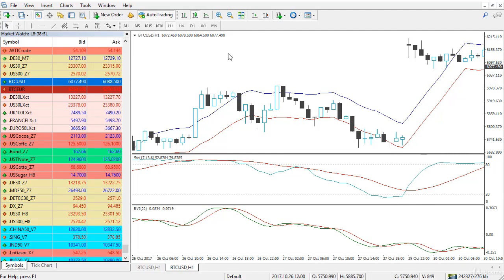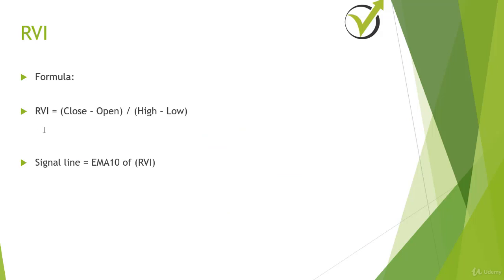If I place the mouse on the close of every bar, you will see the information for the open, the high, the low, and the close. And this is how the RVI is calculated, guys: close minus the open divided by high minus the low. This is the formula for the RVI. After that, it's smoothed with an EMA. So if I'm using 10 as a period, that will be EMA 10 of the RVI. So it's using a moving average to smooth it.